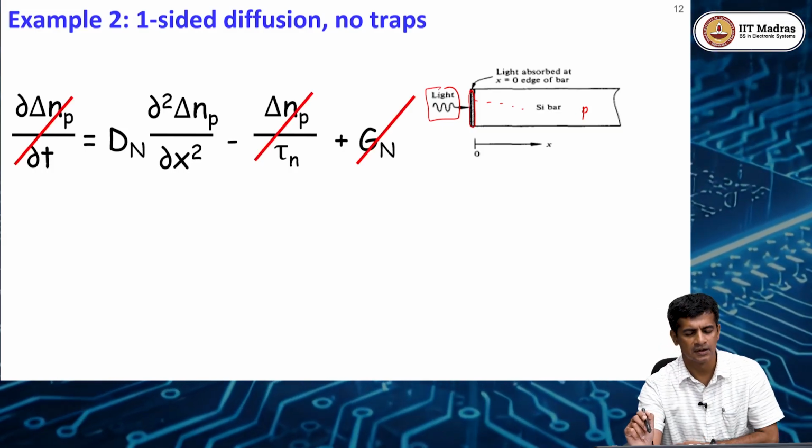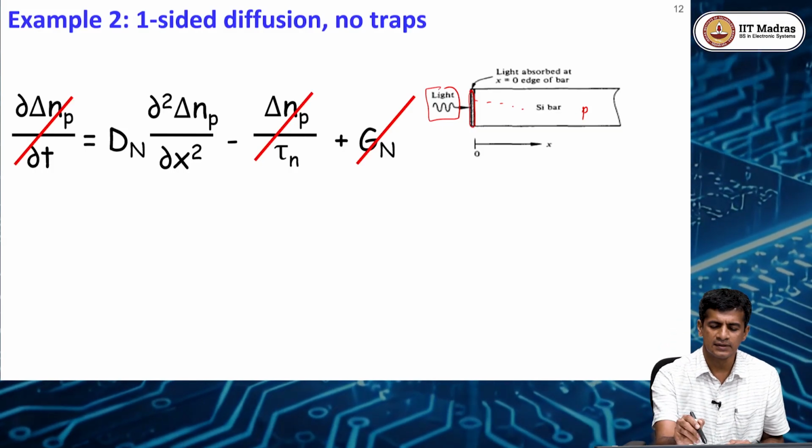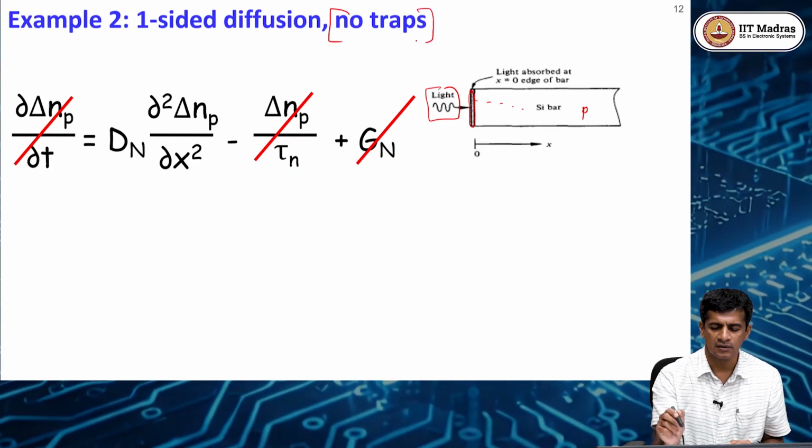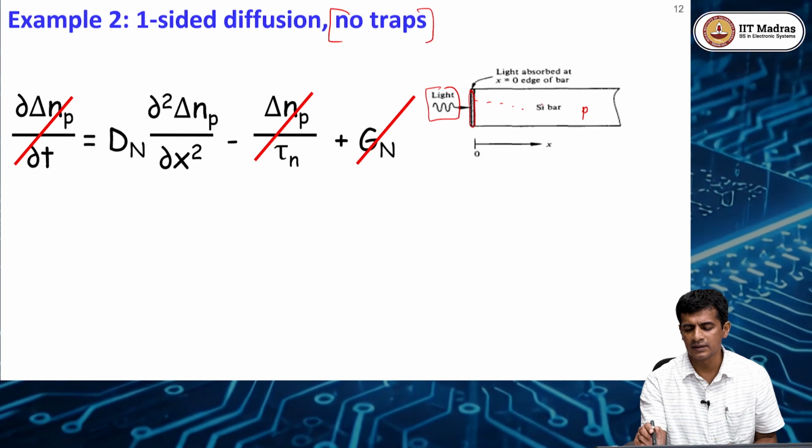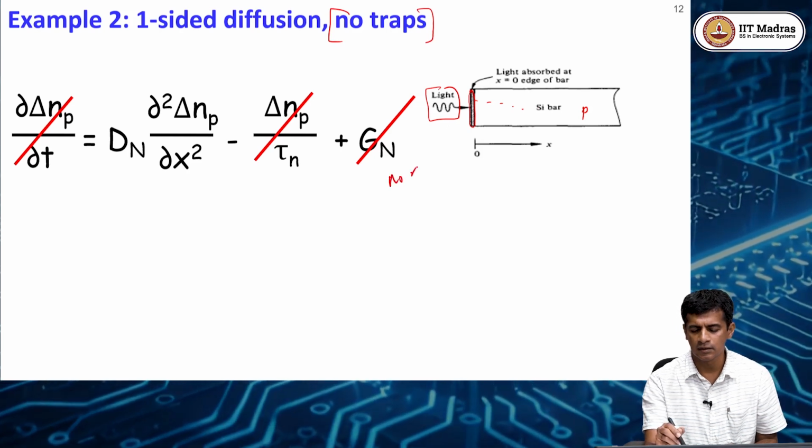Now, let us see this one. The other thing is that there are no traps here. Okay, there are no traps. No traps means what will happen? There is no recombination.